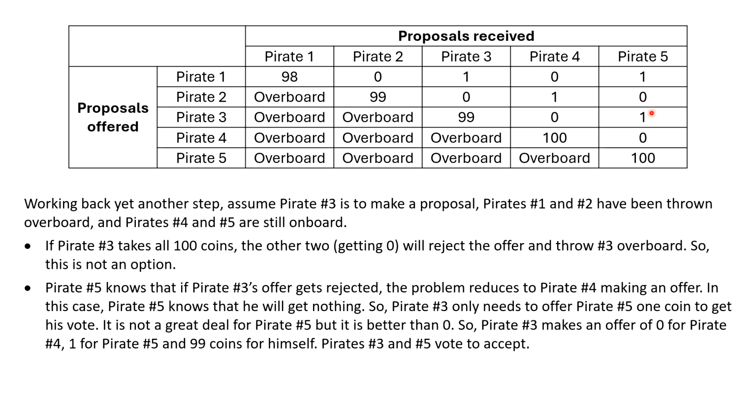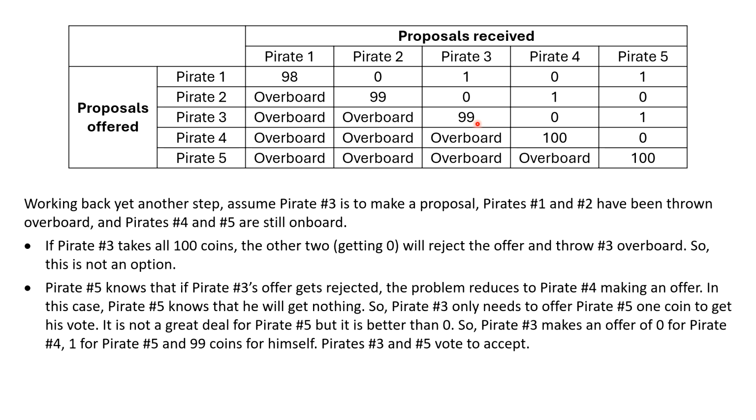And so pirate 5 votes for it because he knows if he votes against it, pirate 3 gets thrown overboard, and then we're into this case here, and pirate 4 would take all the 100, and pirate 5 would get nothing in that case. So all pirate 3 needs to do is offer 1 coin to pirate 5. It's not a good choice, but it's better than 0. And so pirate 5 will vote for this, and then you have 2 votes for this proposal of 99, 0, and 1. And that would win out.